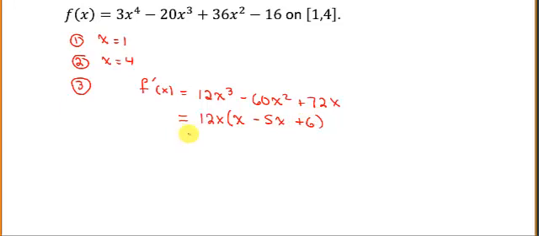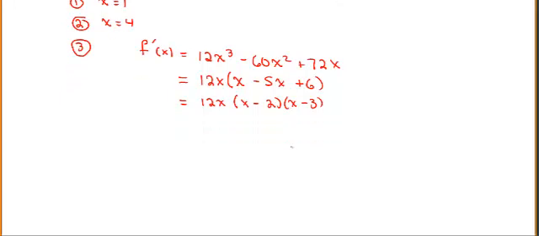So this is going to be 12x, and it factors further, x minus 2 times x minus 3. Now let me just double check that. x squared, negative 2x, negative 3x is negative 5x, and then 6. So this will be the factorization. Remember that a critical point is where the derivative is equal to 0 or undefined, and as we said, this is a polynomial, so it's never undefined. So we're left with finding out where that's 0.